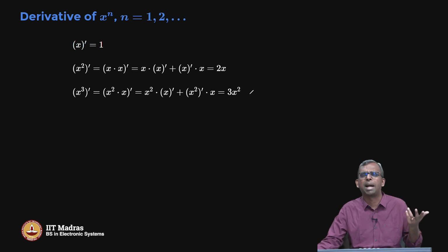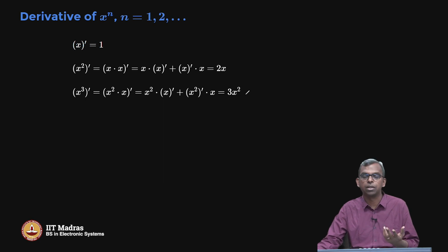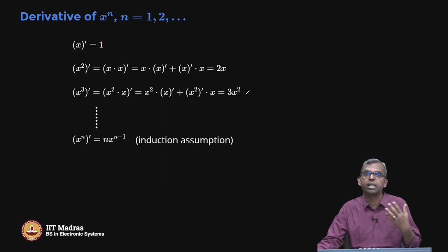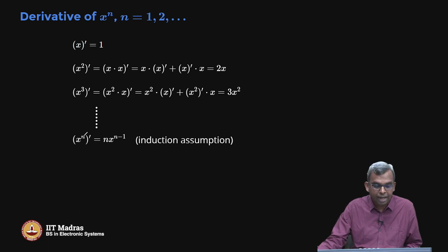Now we start noticing a pattern. For x^1, I just get 1. For x squared, the 2 comes down and the exponent becomes 1 less: 2 times x. For x^3 also, the 3 came down and multiplied, and the exponent 3 became 2: 3 times x squared. So maybe there is a pattern here. I'm going to make what is called an induction assumption, a hypothesis. I'm just guessing, based on this pattern, that the derivative of x^n is n coming down and the exponent reducing by 1: n x^(n-1).